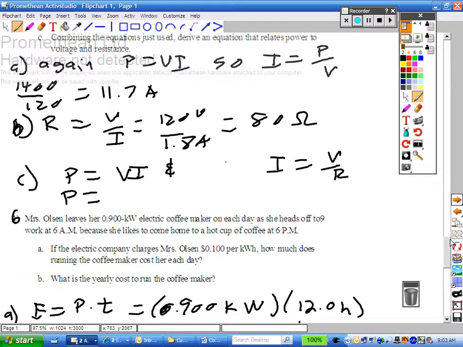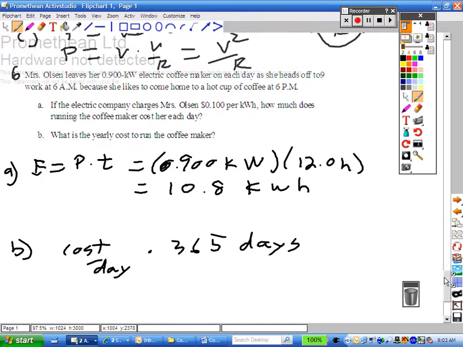Now for part C, the power is equal to I times V. But notice, I is the same as V over R. Okay, so I could write here V times V over R, and I get power is equal to V squared over R. It's another formula that's very useful many times. And we're almost done.